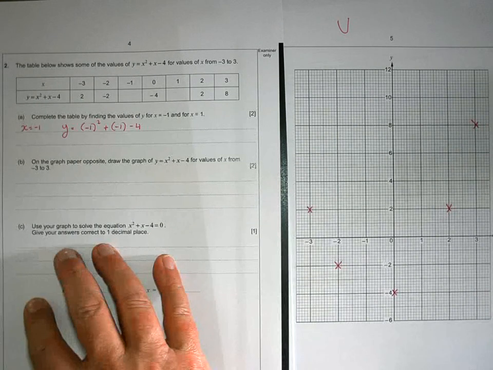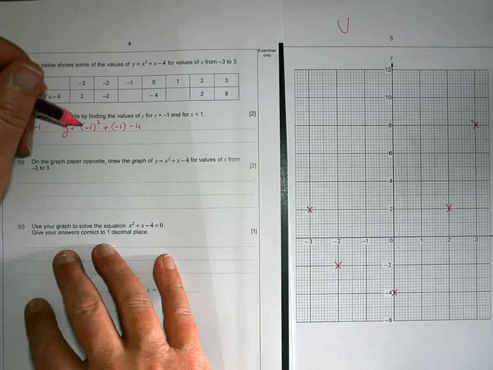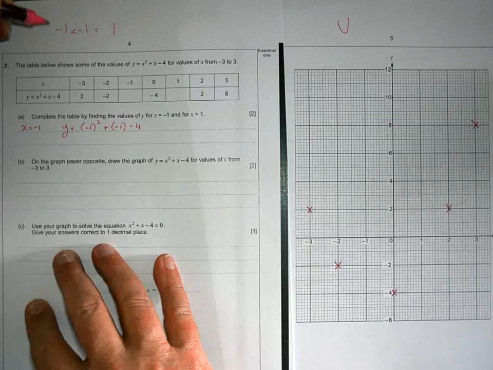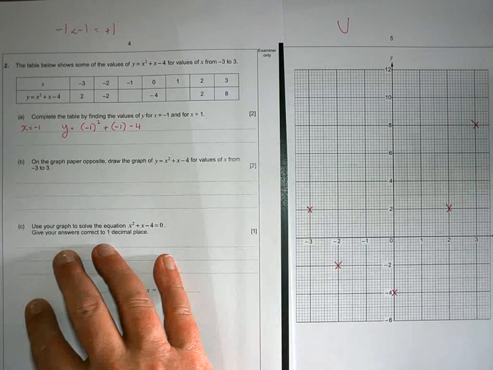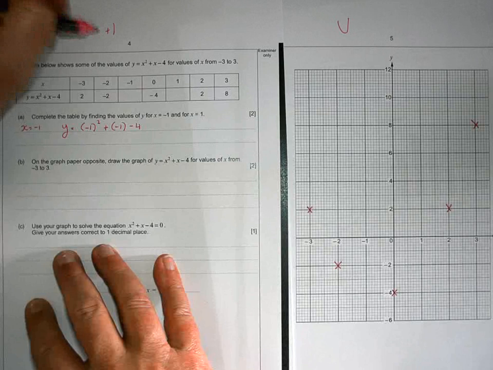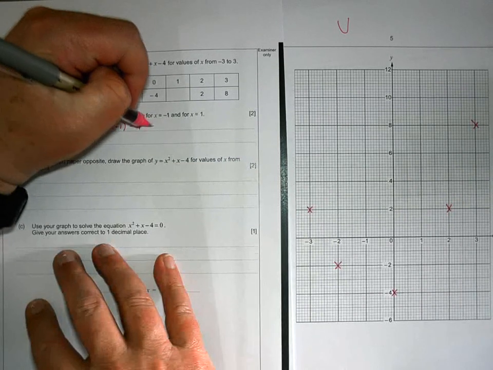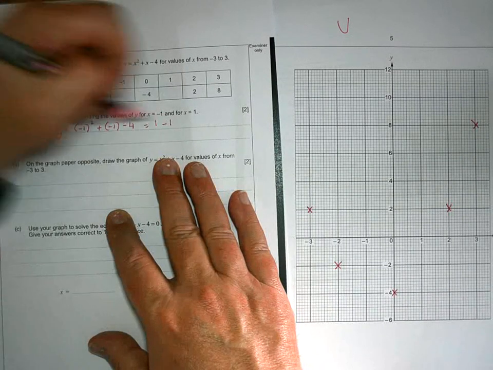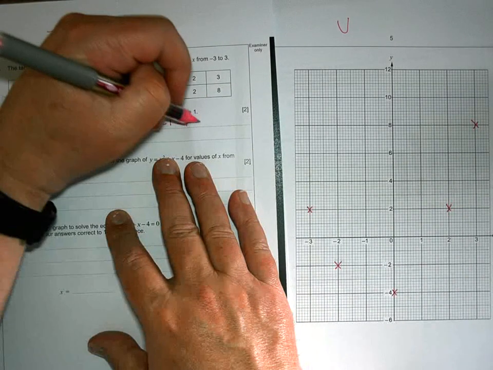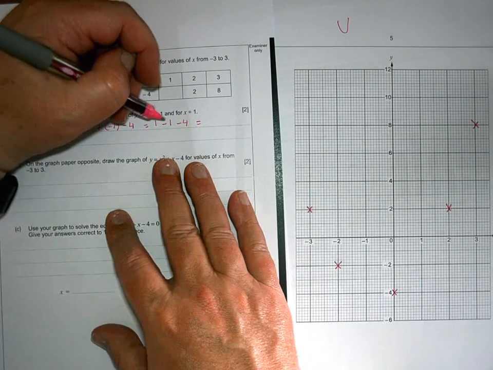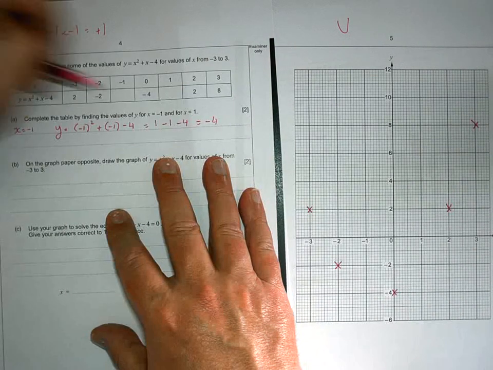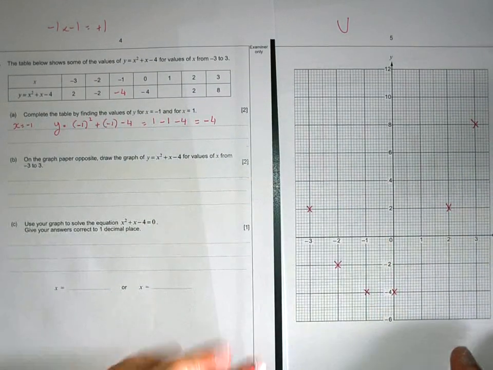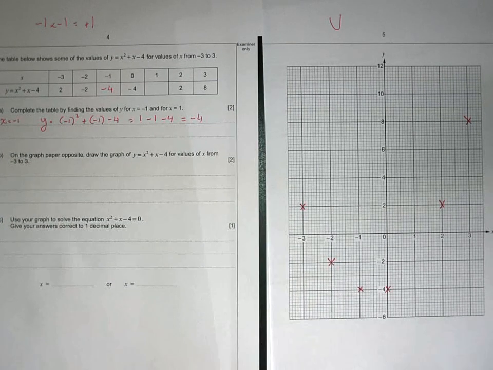So we get that. Now -1 squared is -1 times -1. Minus times a minus, the sign's different, so the answer is positive. So that's going to equal 1. And then I go plus times a minus is a minus. 1 take away 4. So I've got 1 take away 1 is 0. Take away another 4, -4. So -1 is going to be -4, and that fits with my curve, so I'm happy with that.